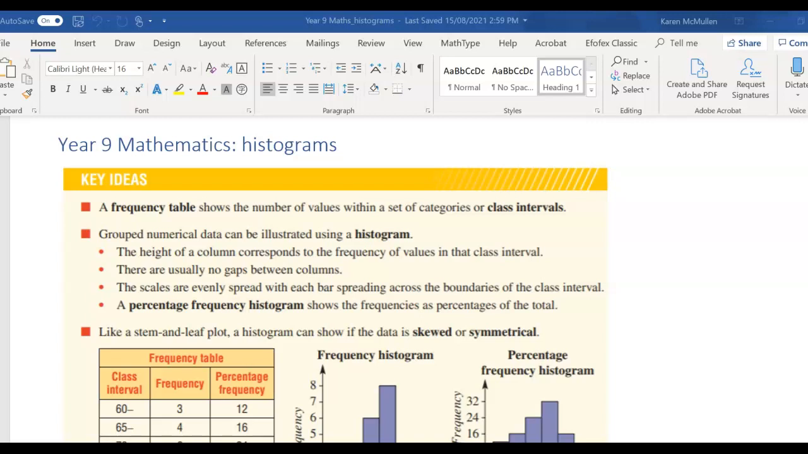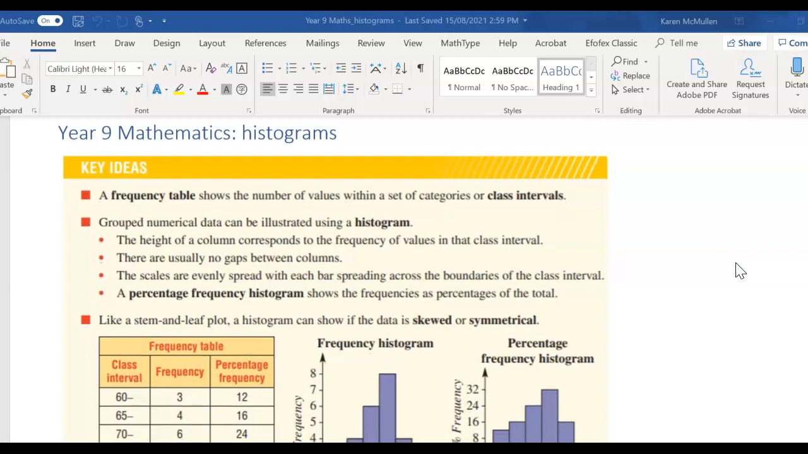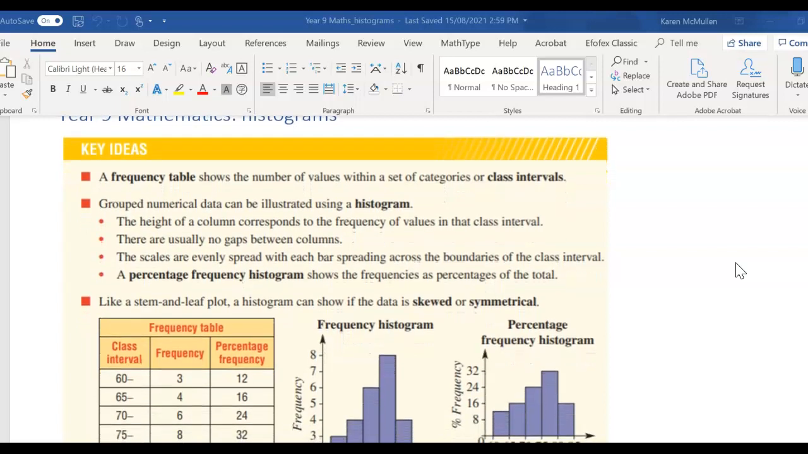Hi everyone, in this video we're going to look at histograms. So basically histograms are looking at continuous data, so a little bit different to a bar chart. They look the same, but histograms usually have intervals, whereas bar charts just look at discrete data.